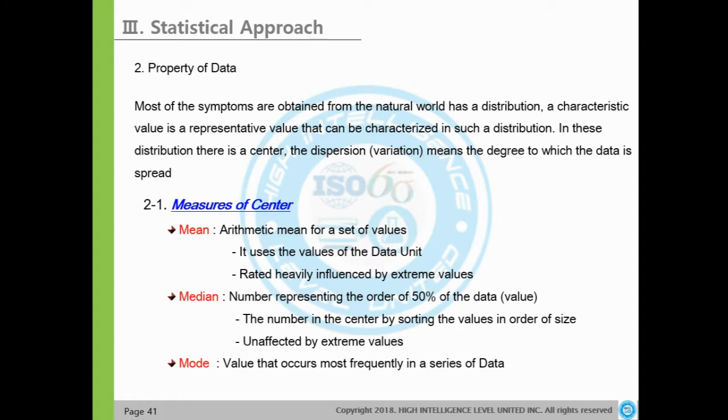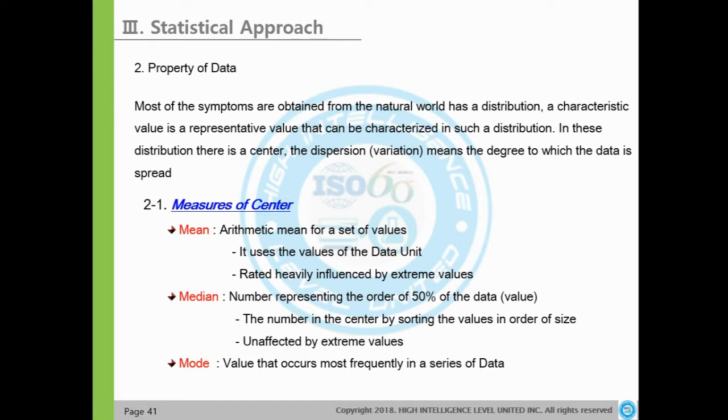Now see the properties of data. The first is about the center. There are mean, median, and mode. Mean is the arithmetic mean for a set of values, but unfortunately it is heavily influenced by extreme values. We call these outliers. So the mean can be affected by outliers.